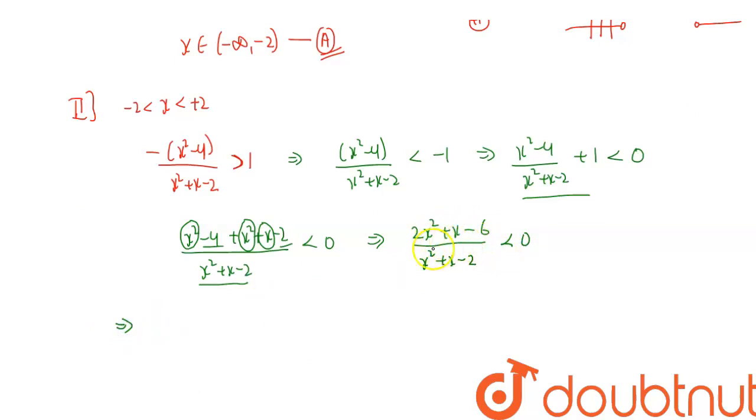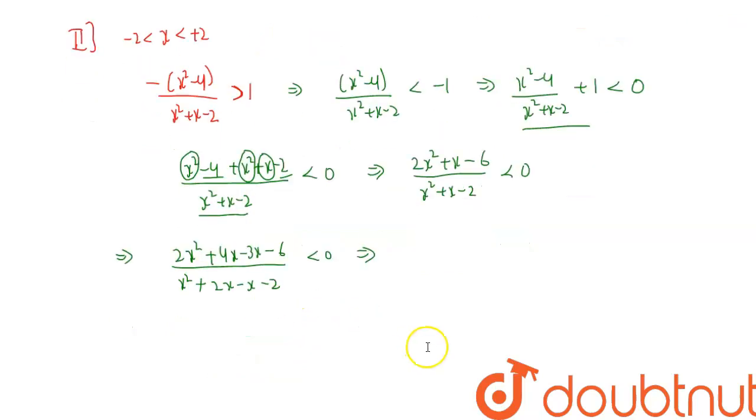So for that, here we get the 2x square and we are going to write the plus x as plus 4x minus 3x. So here we have the plus 4x minus 3x minus 6 whole divided by, in the denominator we are going to write x square plus x. So instead of plus x we are going to write plus 2x minus x, and here we also have the minus 2 as less than 0.